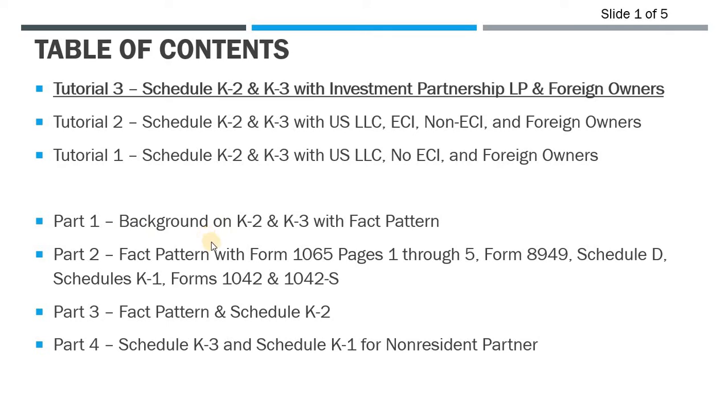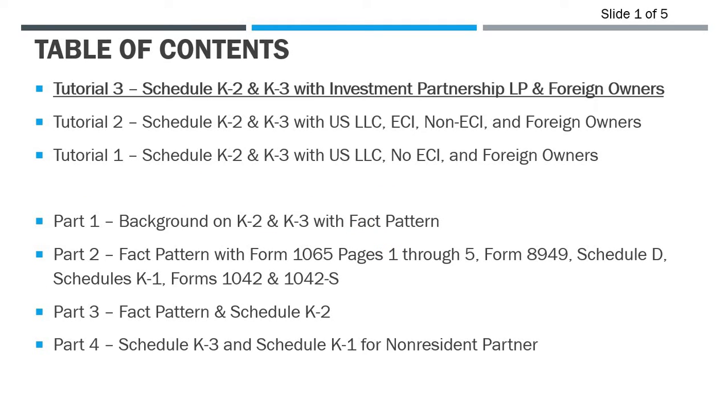So first video here, I want to go over the background on this fact pattern, and then in the subsequent videos we'll actually look at the 1065 itself, the relevant forms. So we'll go through Form 8949, Schedule D, Schedule K1s, and we do have 1042 filings because we have U.S. source dividend income that's subject to withholding, and we have to file those. And then we'll look at the K2 in more detail, and then ultimately K3 and the Schedule K1 for some of the non-resident partners.